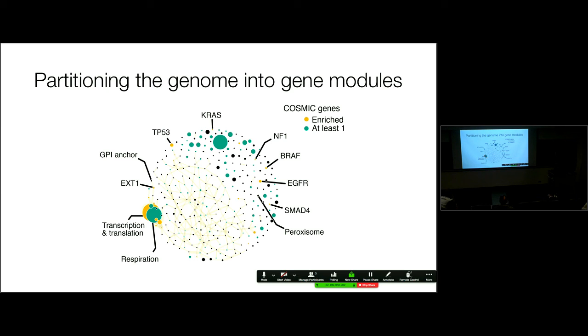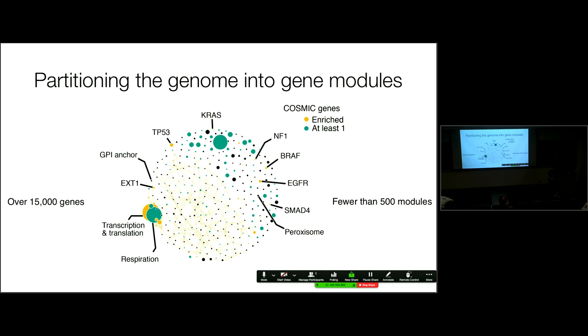And if you look in these modules, they're actually enriched for COSMIC Cancer Gene Census genes, suggesting that genes that are important for cancer are spread broadly across this genome-wide network, and furthermore, a lot of them are clustering in sort of local hotspots.